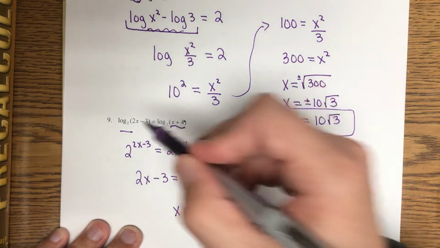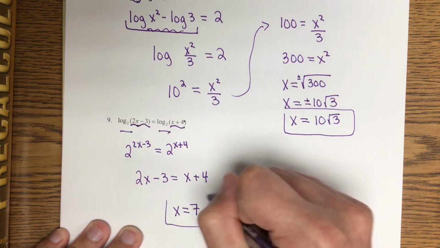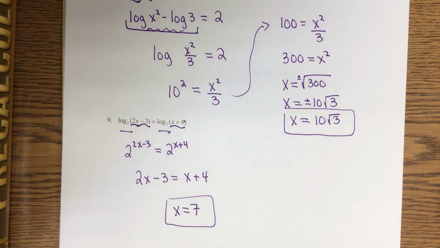7 plus 4 is 11. 2 times 7 is 14, minus 3 is 11. 11 is a positive number, so we're good to go.